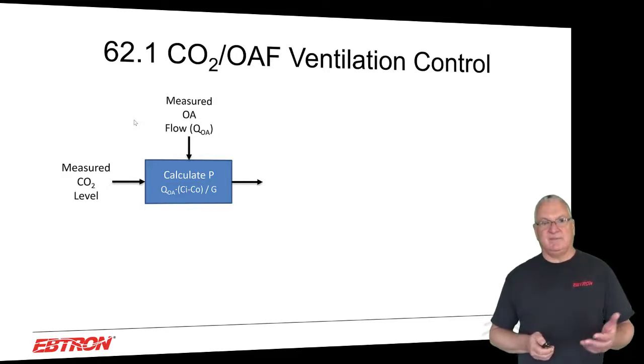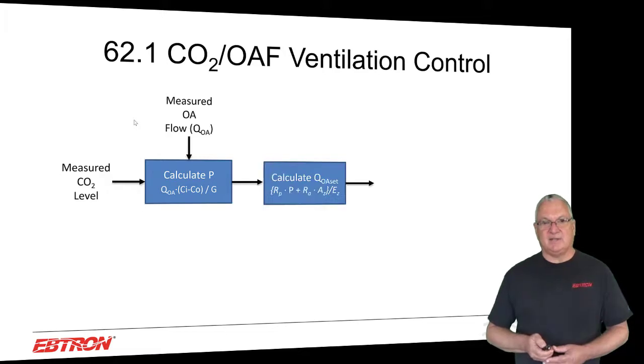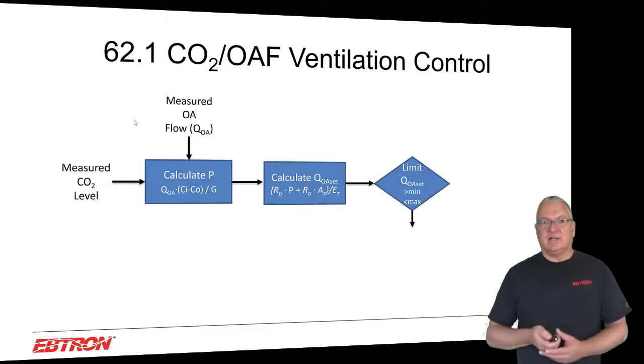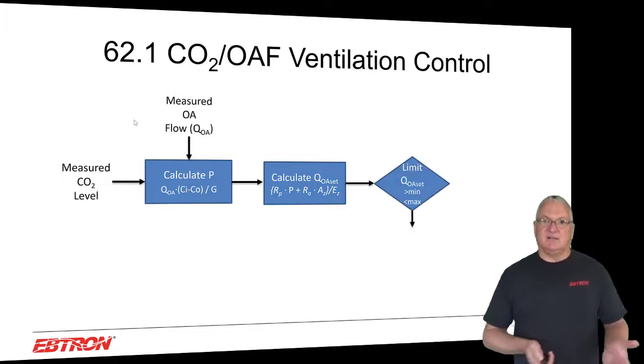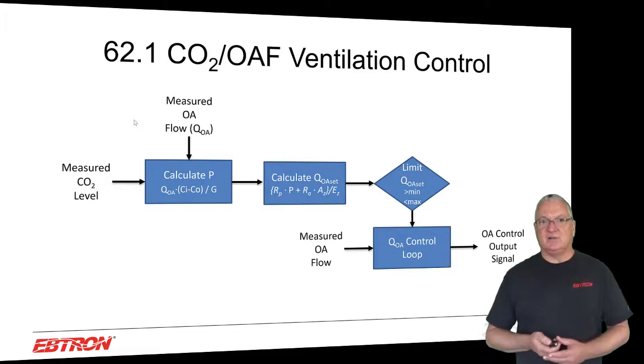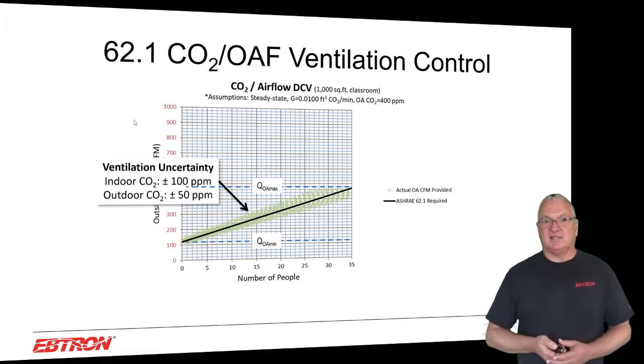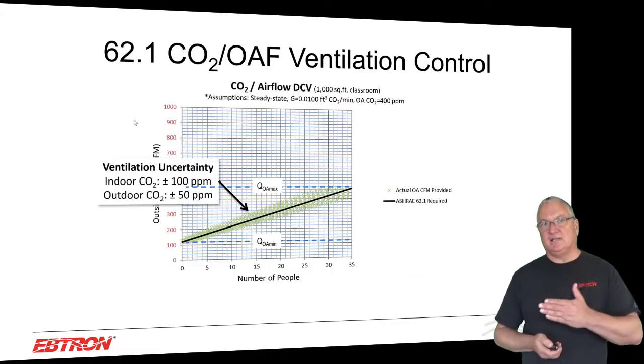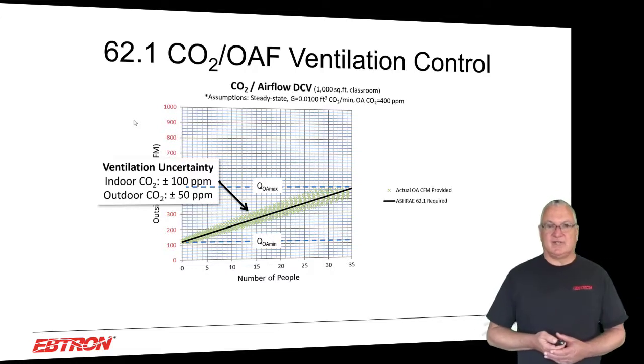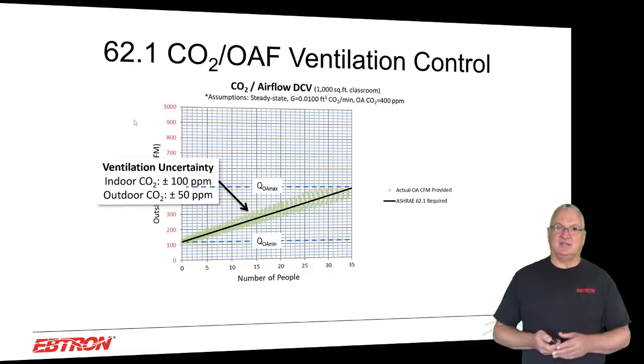But anyhow, when you take a look at this, I actually think this is easier. You're going to measure the CO2 level in the outdoor air. You're going to calculate or estimate the population. You're going to calculate the Standard 62 required outdoor air, and you're going to limit it, as we said earlier, nothing's changing, and it goes into your outdoor air control loop. And what you end up with is something that follows more tightly the required ventilation of Standard 62. I think it's something you should consider.